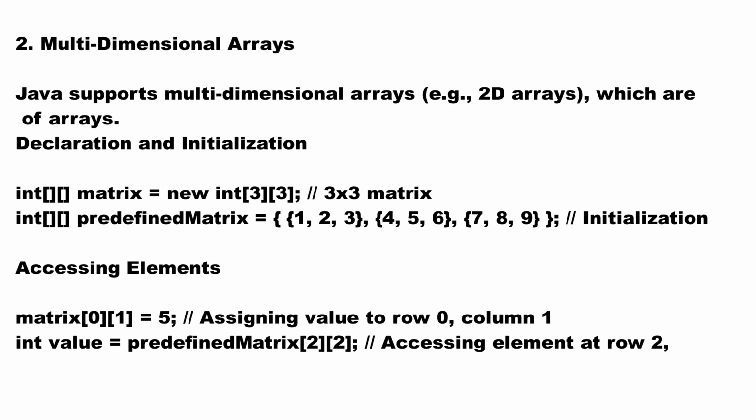We have the matrix[][0][1] equals to 5; comment: accessing values to row 0, column 1. int value equals to predefinedMatrix[2][2]; comment: accessing element of row 2 and column 2. The row is 2 and the column is 2.